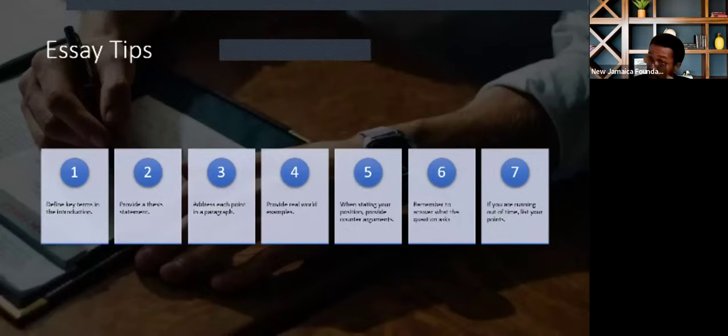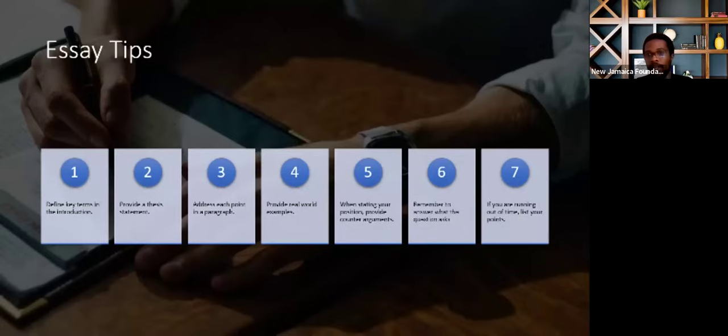7, in the off chance that you're running out of time, list your points. They will count it. If you say, all right, you're running out of time, you can't develop it, just list it. A, B, C, D. If you have enough time, you can go back to it. If not, just list it, they will count it.